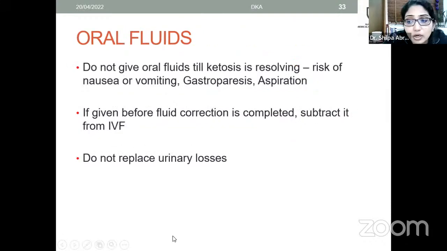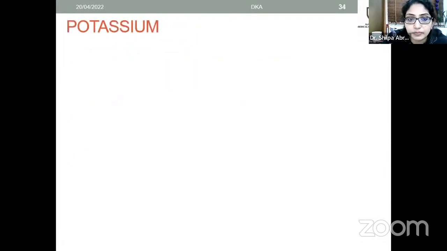Okay, can a child on DKA correction take oral fluids? Generally, this child is sick, the child has vomiting, the child has gastroparesis. So we prefer not to give oral fluids till the child is better and the DKA is corrected. And if at all you're giving, it has to be subtracted from your volume.